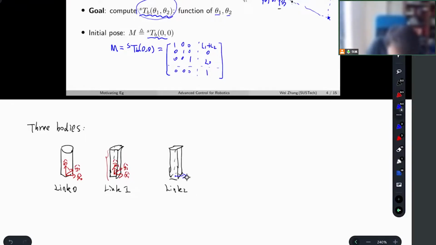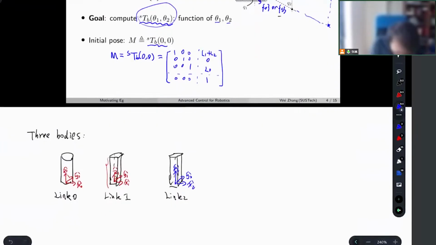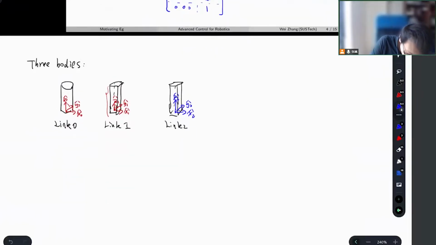Here I attach another one. This is X2 hat, this is Z2 hat, this is Y2 hat. Okay, I define a body, I define a local body frame. Now my goal is to connect them. I need to connect them in a way that I can construct a robot like this, right? So in order to connect them, I need to define where the connection, where the joint is, right? So I need to define joint frames.